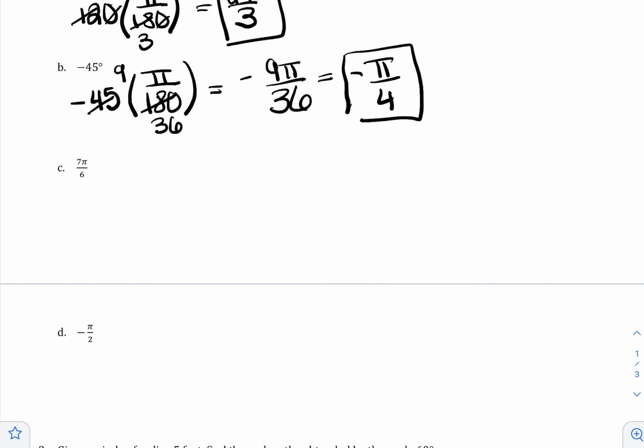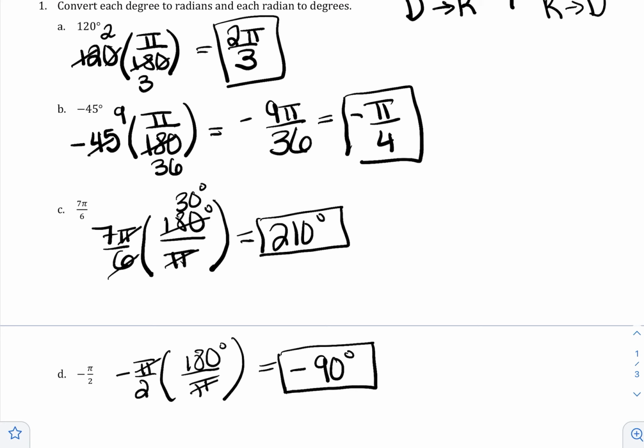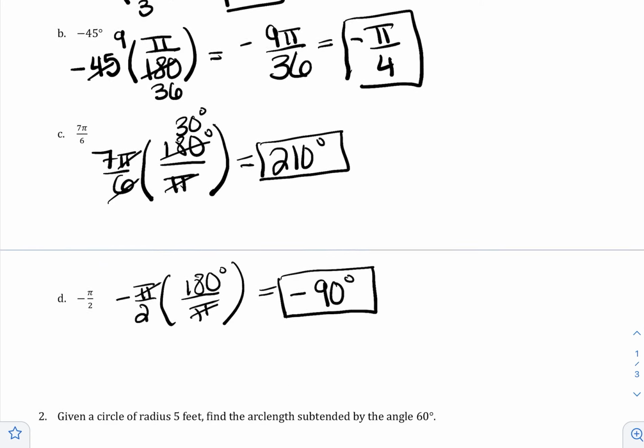Now, one thing I want to make a note of here is that you have to keep the sign the same, right? Because remember that whether you're positive or negative just means that you're going counterclockwise or clockwise. And that's going to happen whether you're in degrees or radians. So the negative or the positive has to come with you. That's not going to change.